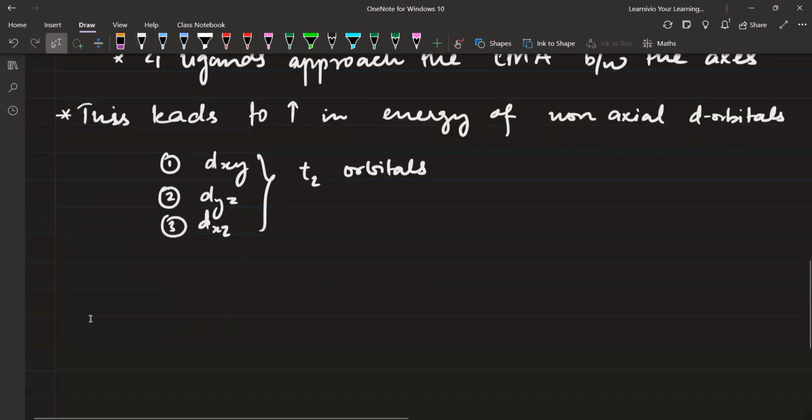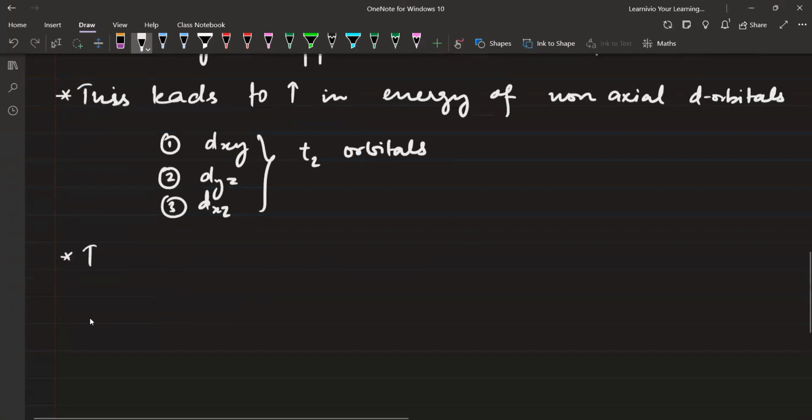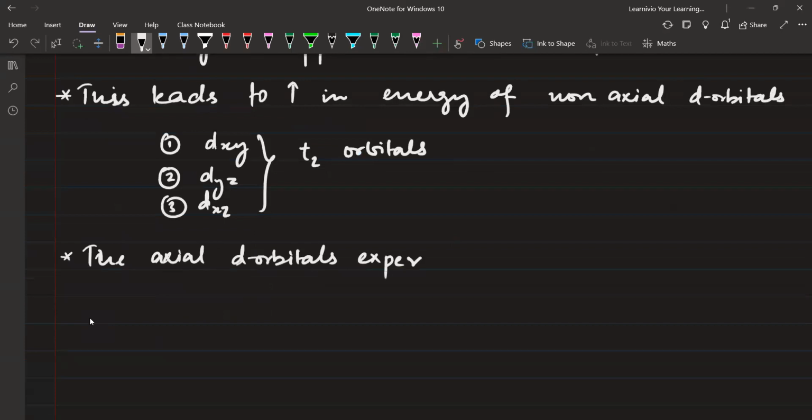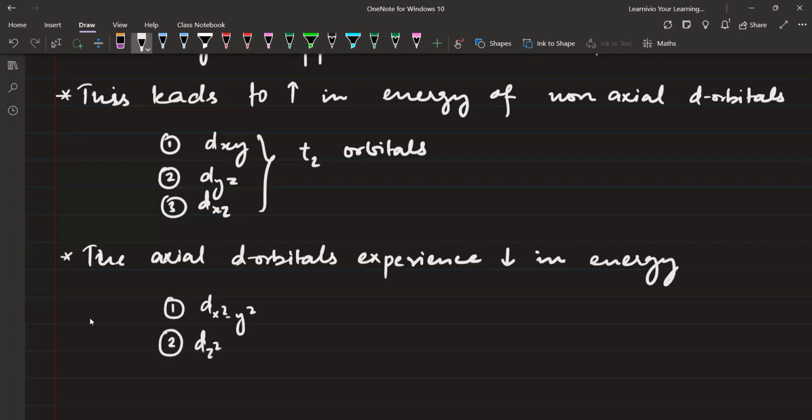Next is the axial d orbitals. They experience decrease in energy. And what are these orbitals? dx square minus y square, and the second one is dz square. This is known as the E orbitals.